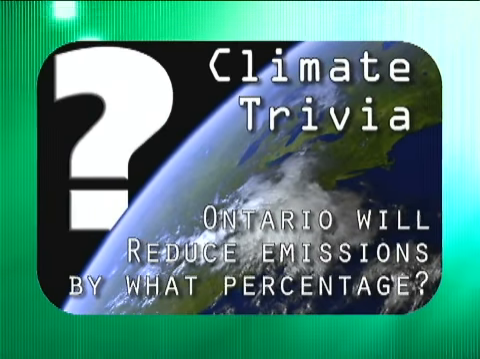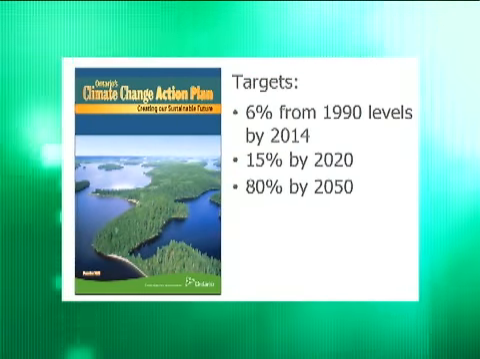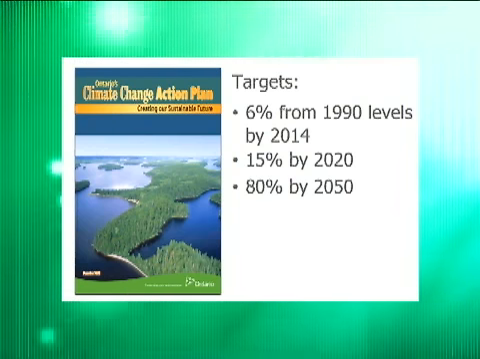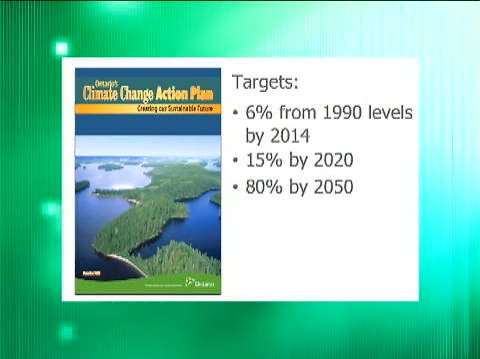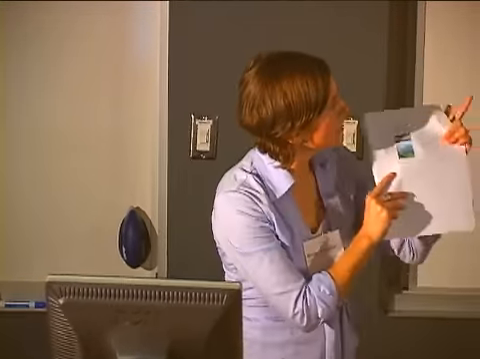So Ontario set the target of 6% from 1990 levels by 2014, 15% by 2020, and 80% by 2050, which lines up pretty closely with the Intergovernmental Panel on Climate Change, which has put out 85% by 2050 as the reduction goal that we need to work toward. The 1990 emissions in the Climate Change Action Plan were reported as 177 million tons.